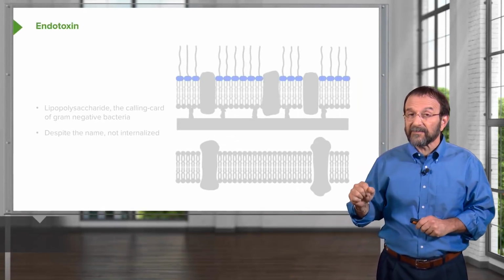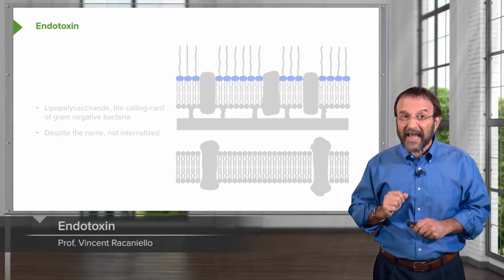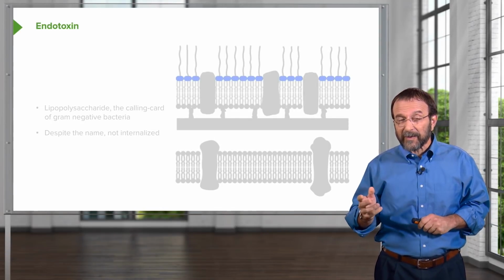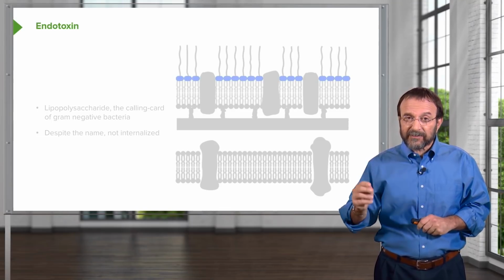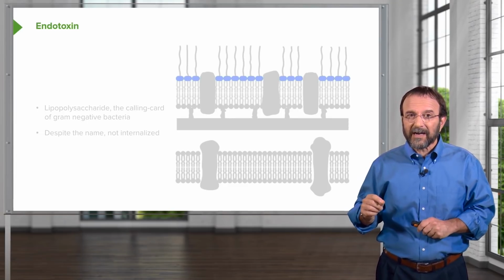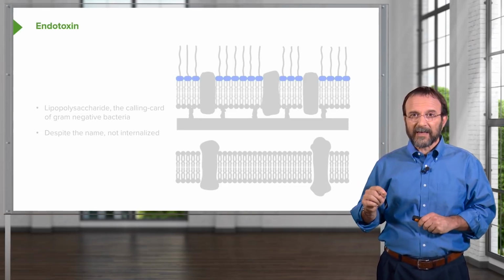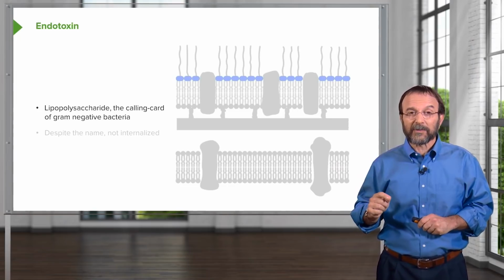Another toxin, and a very important one, produced by gram-negative bacteria is endotoxin. Now, if you don't remember what a gram-negative bacteria is, go back to the introductory bacteria lecture and take a look. Endotoxin is sort of like the calling card of gram-negative bacteria. It announces to the host, I'm here, and you better watch out.